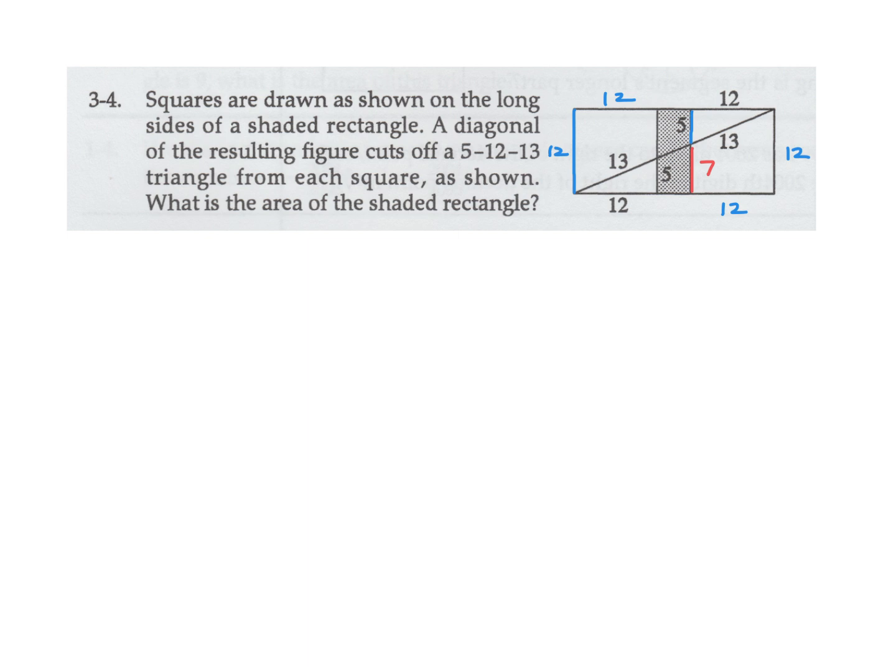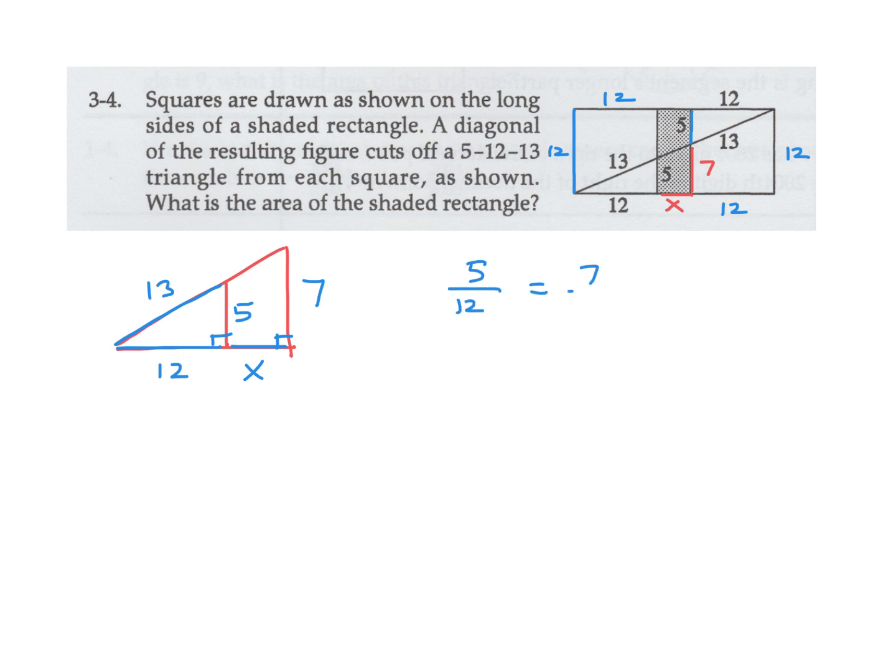Got it? And then, let's see, anything else that we know? I think that's it. Therefore I have to call that x since I don't know the length of that. So I'll draw it again here just to remind you what I'm looking at, and I'll label it. So this side is 7, this side is 5. From here to here is 13, and from here to here is 12, and then this is x, correct? So using similar triangles, 5 over 12 is the same as 7 over 12 plus x, right?